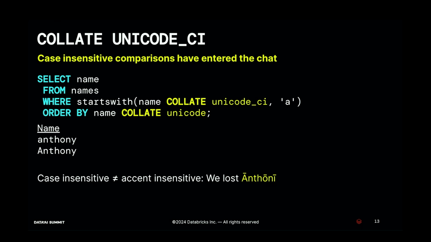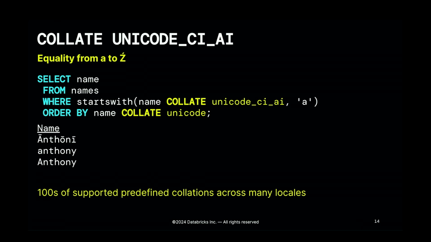But what we see here is, wait a minute, case insensitivity is not the same as accent insensitivity by the standard. Anthony with that little dash on top got lost. So for that we need to give one more crank at the handle. We need to do collate Unicode CI and AI, so case insensitive and accent insensitive. So now we have equality all the way from A to Z accent, and we can actually get all our Anthonys together.